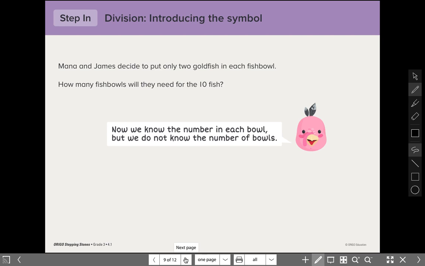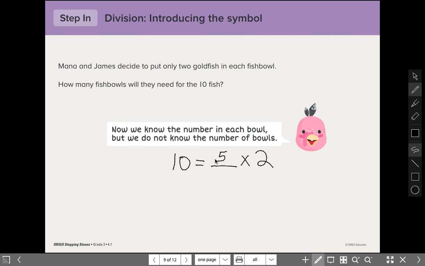So, how many fish do we have? 10. Good, thank you, Giselle. I have 10 fish. How many fish are going to be in each group? 2. Okay, it's just thinking about it the other way, guys. I'm going to have some number of groups times 2 in each group. What number times 2 equals 10? Everybody. 5. Okay. So they're going to have 5 fish bowls. I just put the 2 in a different spot.